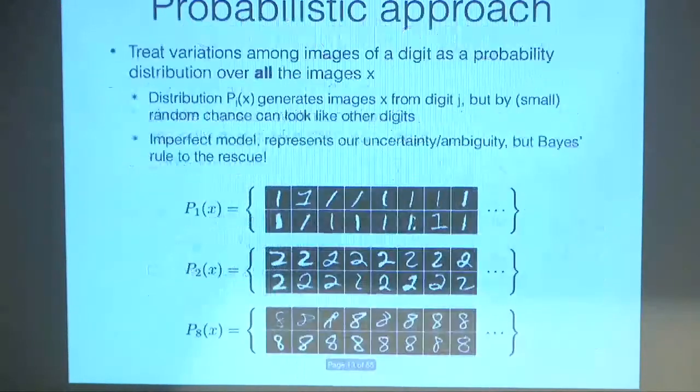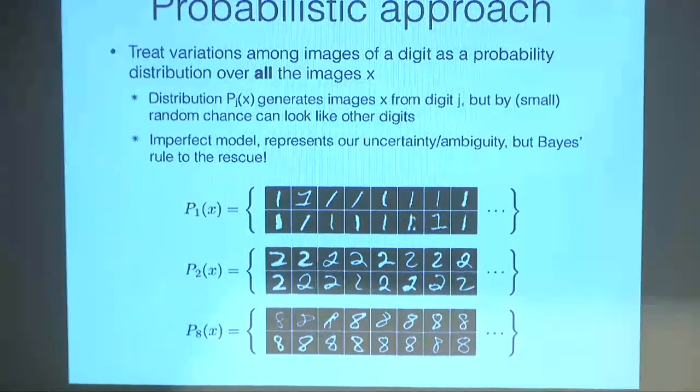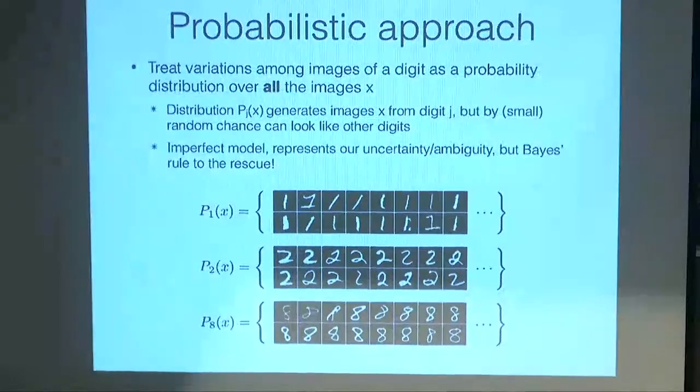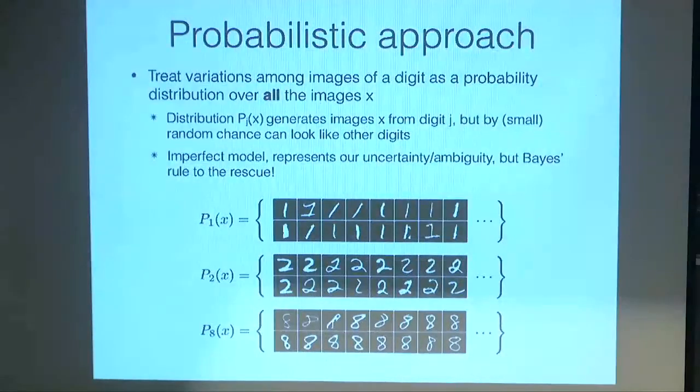What we will do is take the probabilistic approach to the problem. Remember that the difficulty is that we don't have a good definition of what constitutes a digit. We know it when we see it. We know it's a 1 when we see a 1, and a 2 when we see a 2. But we don't have a good, concise definition that can distinguish a 1 from a 2. And we saw that there are just many variations among digits.